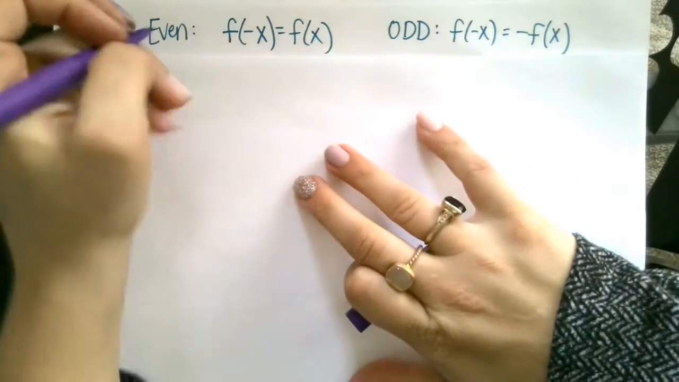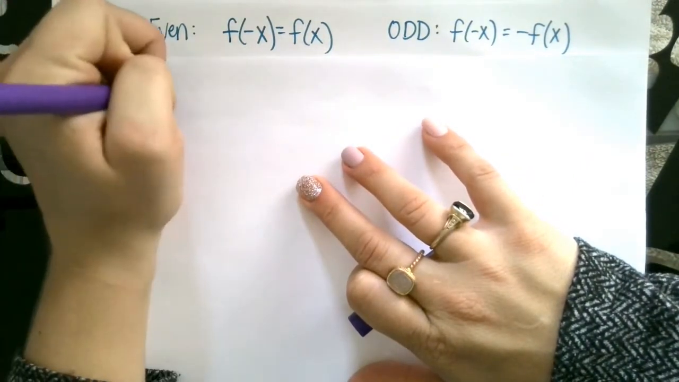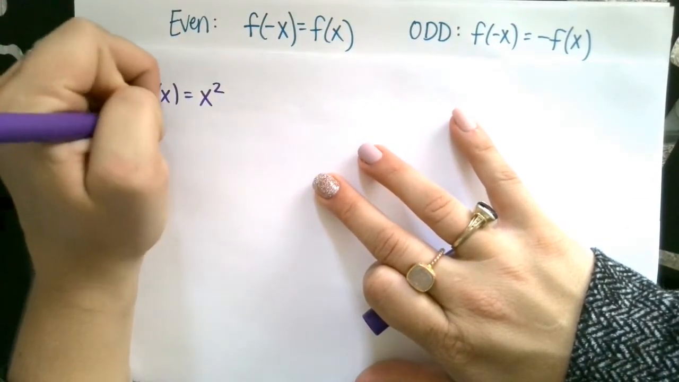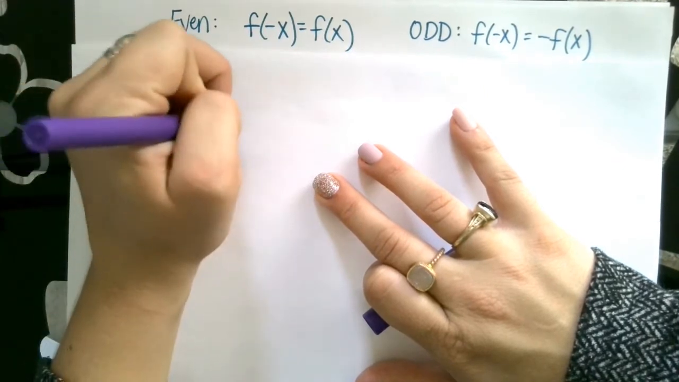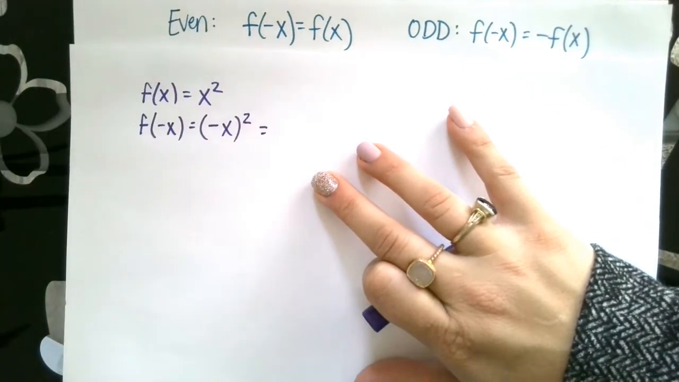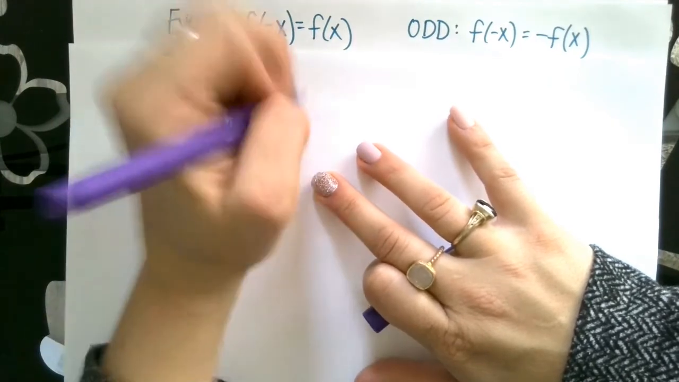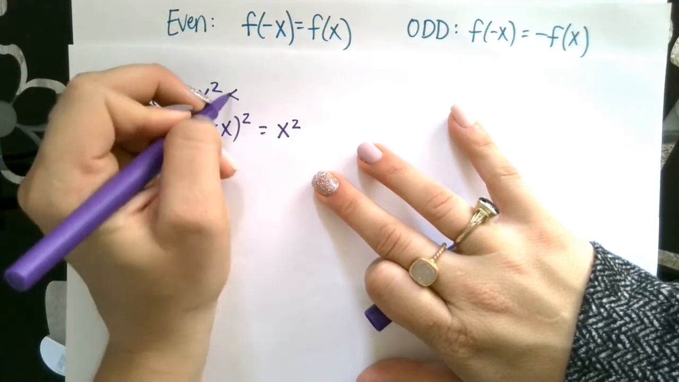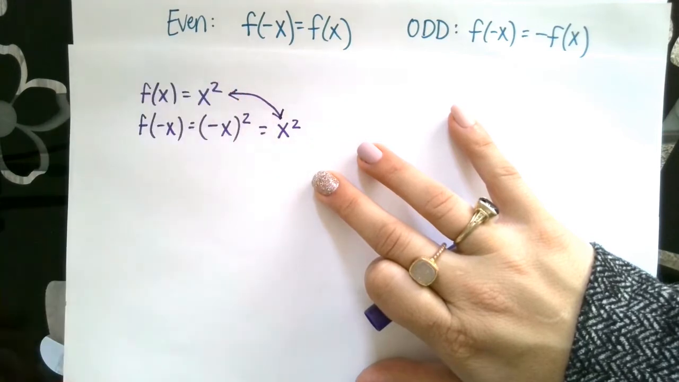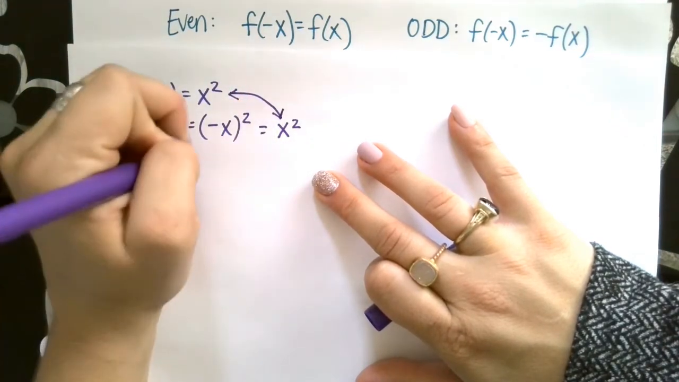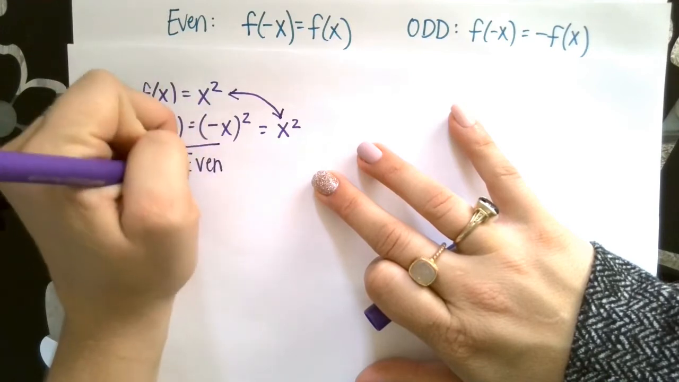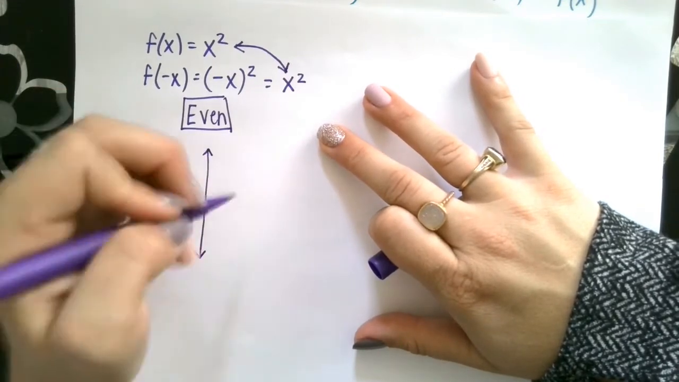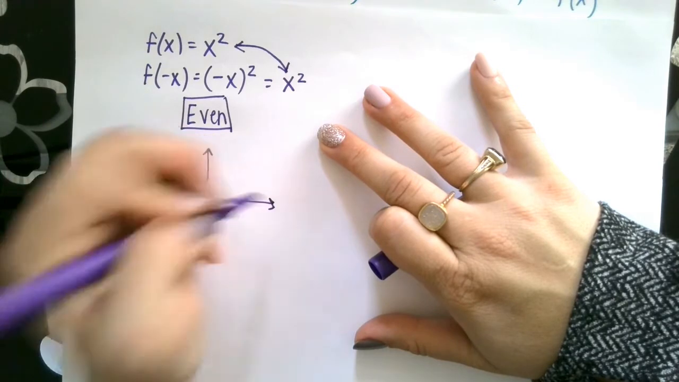So the first one will be f of x equals x squared. So to start, I'm going to plug in a negative x. So that means I would have negative x squared. Now, if I do negative x times negative x, I end up with a positive x squared. So if you look, my original function here is equal to when I plug in a negative x. So that tells me this is even. Even, okay?